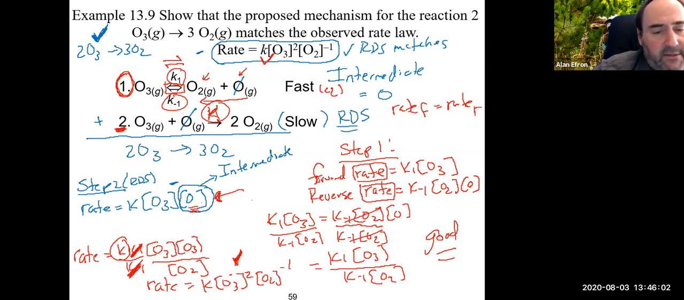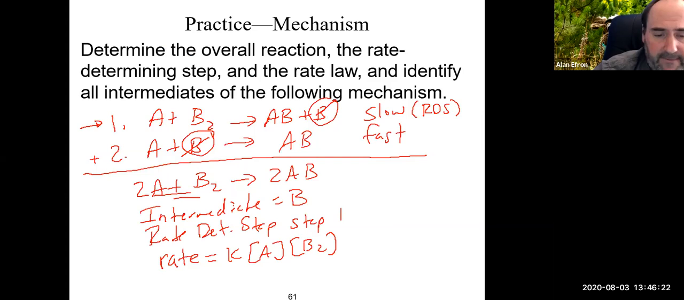And in this case, you need to do some substituting. What we wanted to do here was to substitute out the intermediate so that we could then have a rate law that has everything just like it is in the overall reaction, and then compare and see if it matches. And again, if it does match, it's a good one. If it doesn't, then it's obviously not the greatest.